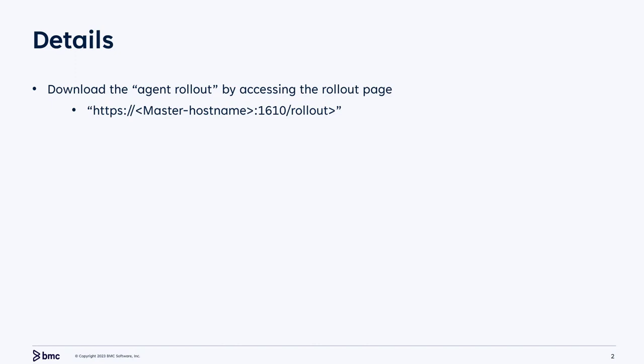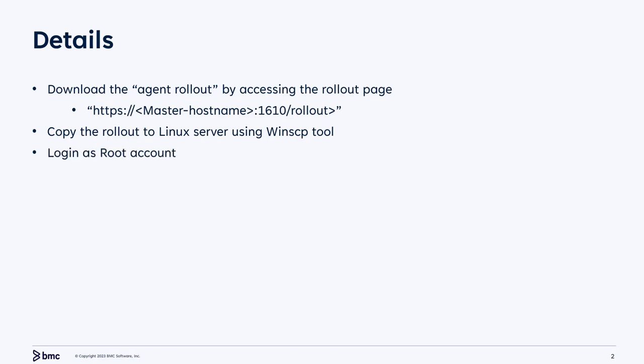1610 is a communication port that is configured for my server. In case a different communication port is configured for your server, you may want to update the same in the URL and then access the rollout. We will then copy the rollout to the Linux server using the WinSCP tool. As I am accessing the URL and downloading the rollout from a Windows device to the Linux server, I am using the WinSCP tool. In case you're accessing the URL through the Linux box itself, you could skip this step.